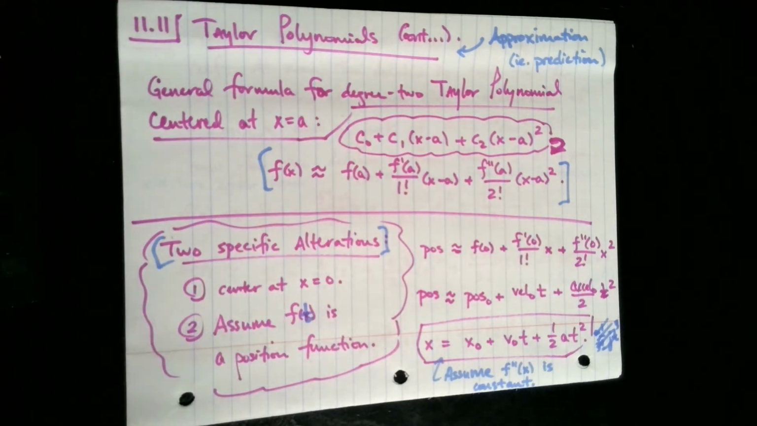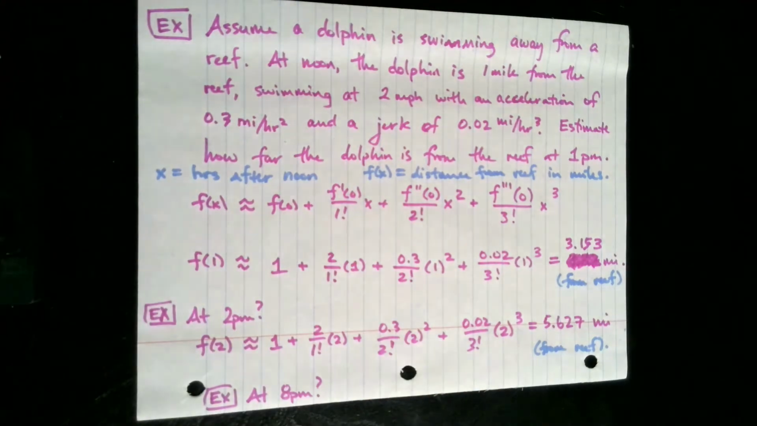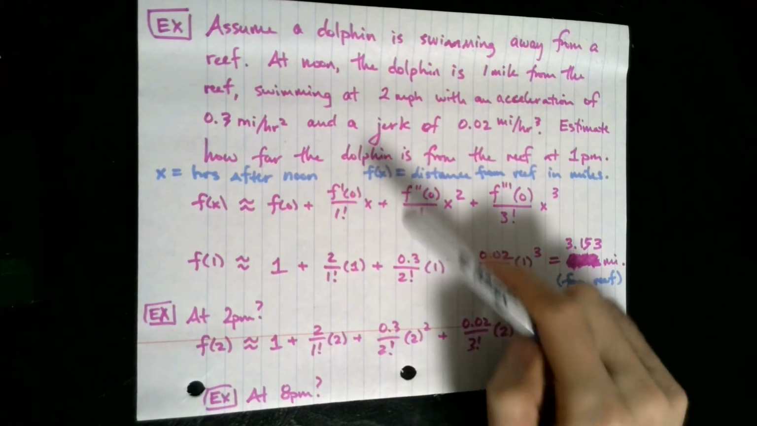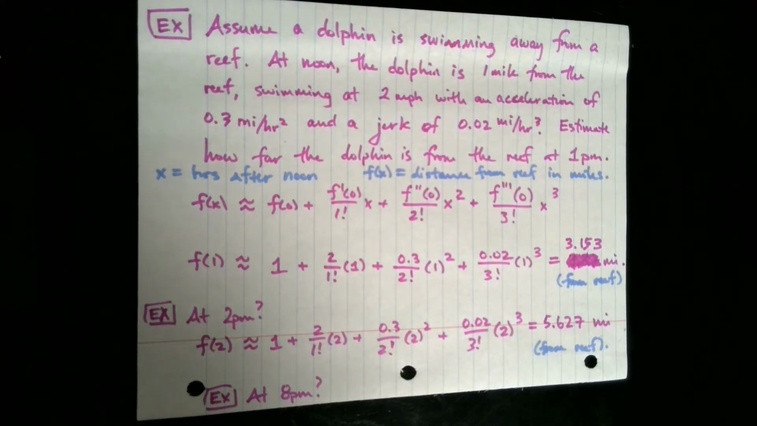Okay, so then you say, okay, so what? Maybe you have or haven't taken a physics class. Let's at least see how the predictive power of Taylor polynomials can be utilized. So, example: assume a dolphin is swimming away from a reef. At noon, the dolphin is 1 mile from the reef, swimming at 2 miles per hour with an acceleration of 0.3 miles per hour squared and a jerk of 0.02 miles per hour cubed. Remember, jerk is just the derivative of acceleration. Estimate how far the dolphin is from the reef at 1 p.m.